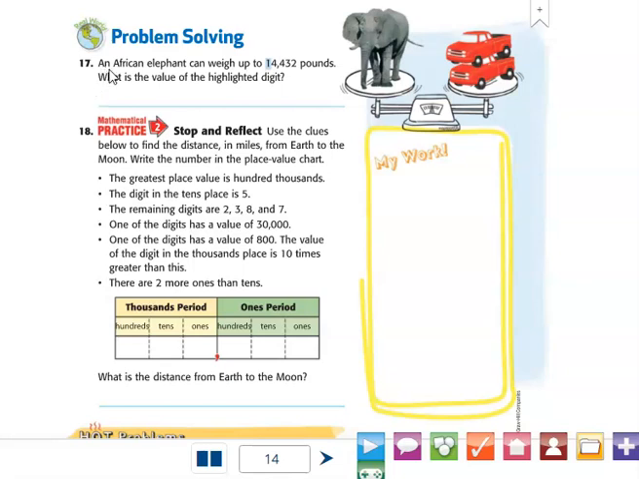Okay, so number 17, an African elephant can weigh up to 14,432 pounds. What is the value of the highlighted digit? So you're not rewriting this number. You're just taking the digit that's highlighted and writing that as its own number here. So please write that one.